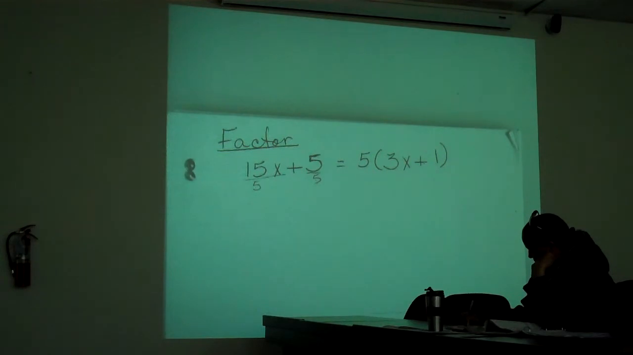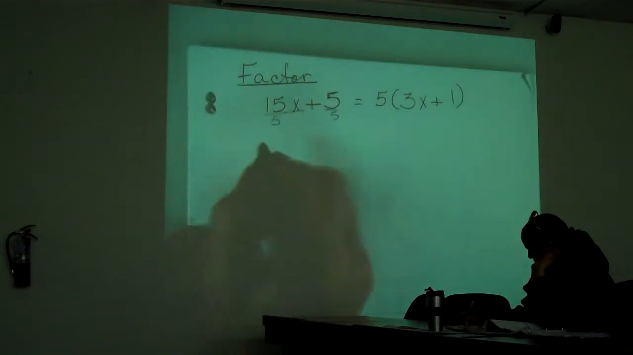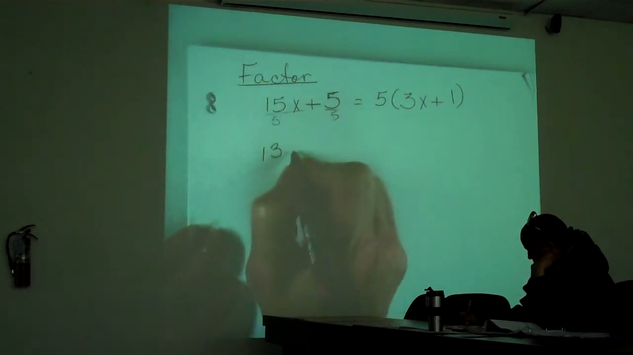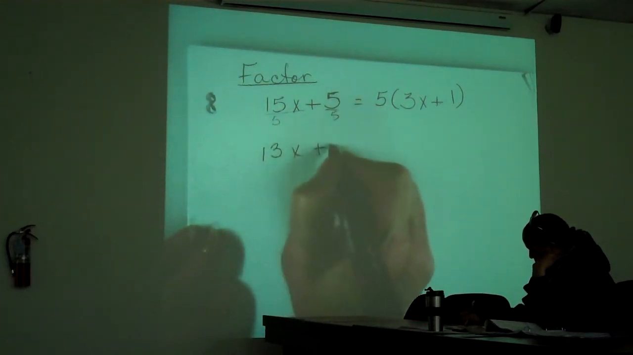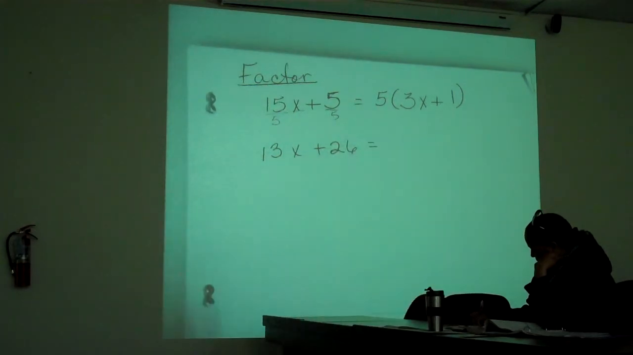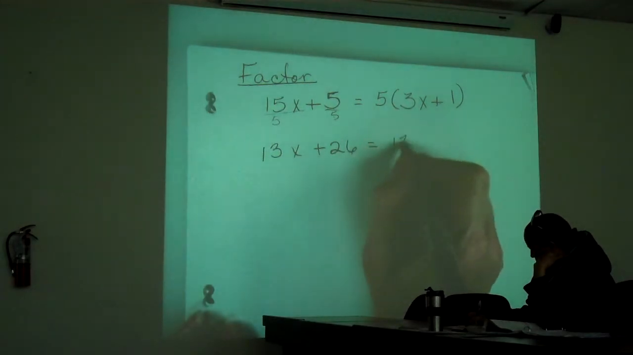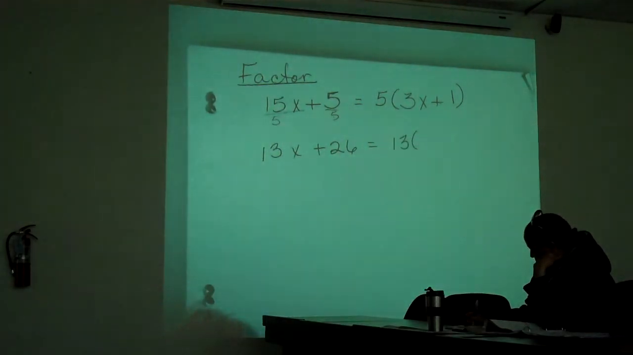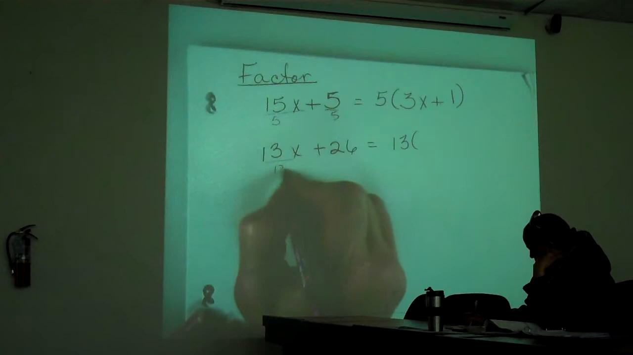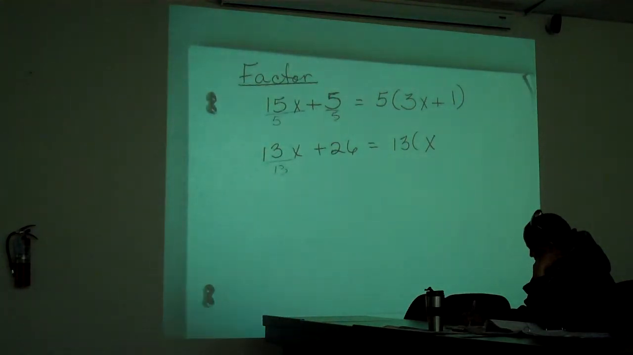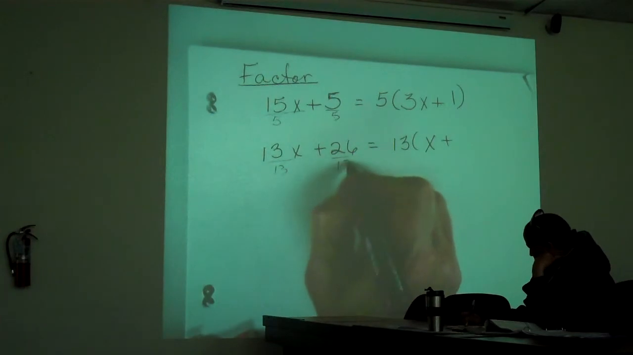Okay, we'll do some more factoring. How about if we have 13x plus 26? What do they have in common? 13. So you put the 13 on the outside of the parenthesis. Divide by 13, you have x, 1x or x. You can put the 1, but you don't have to. Plus, divide this by 13, you have 2.